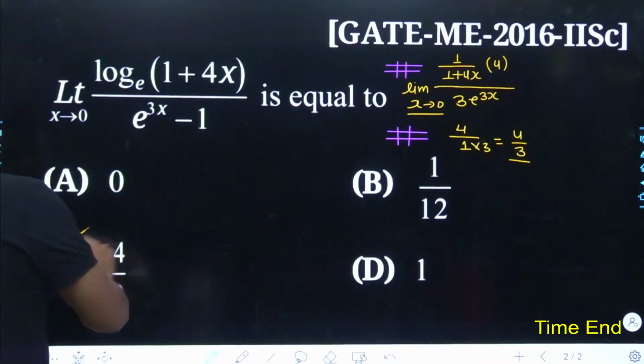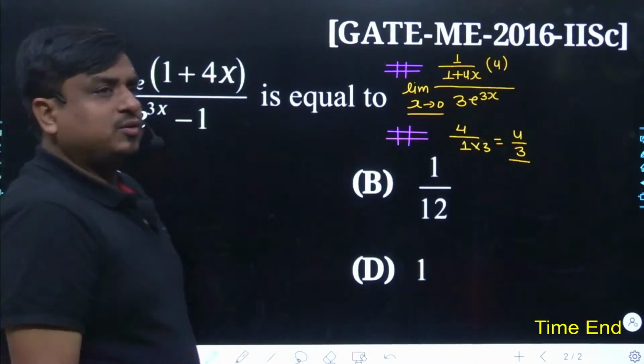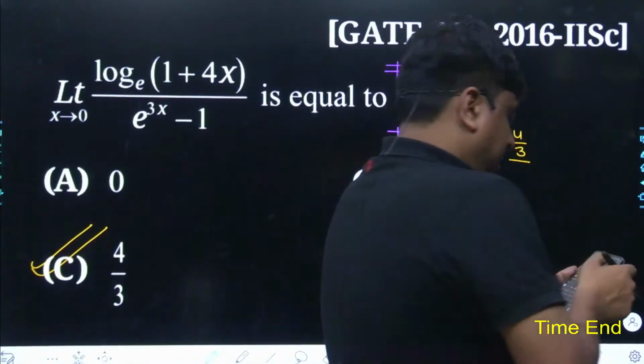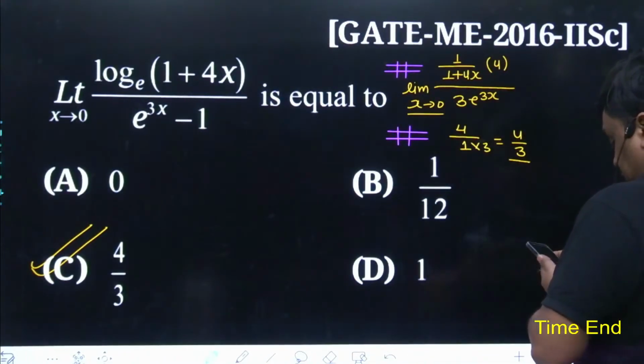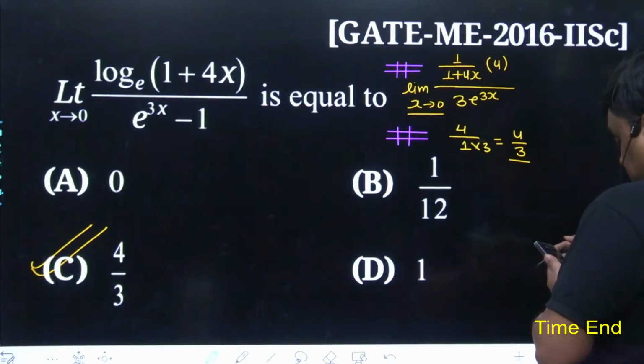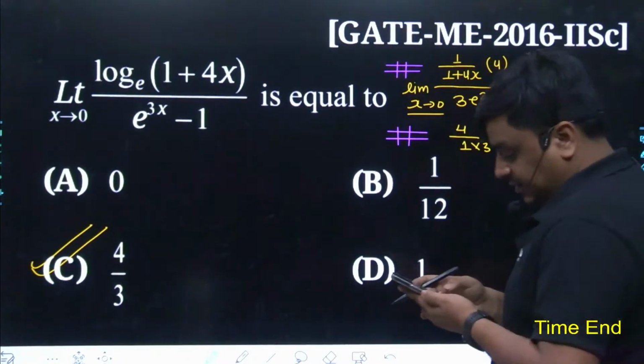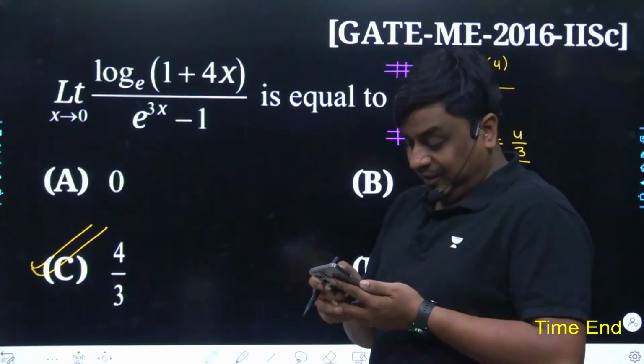4 divided by 3 is going to be the best most answer. How many of us must have given this answer? How many? Here, try to give the answer, no? Then only you will be feeling connected.